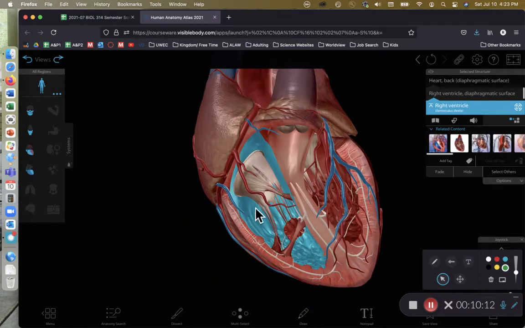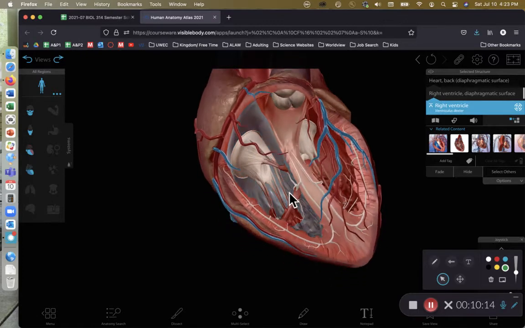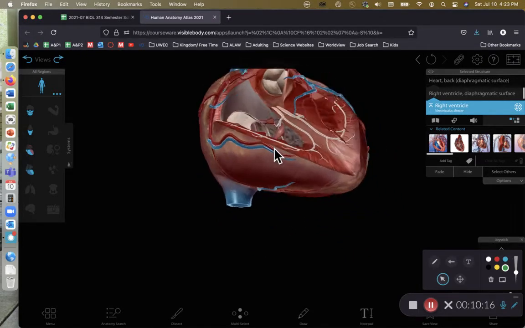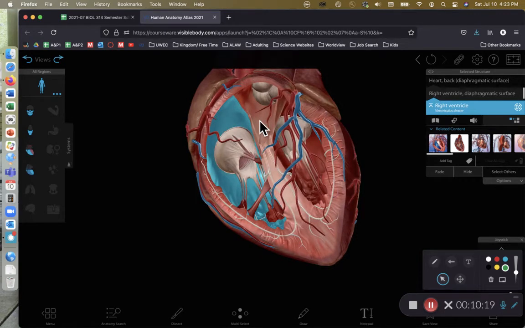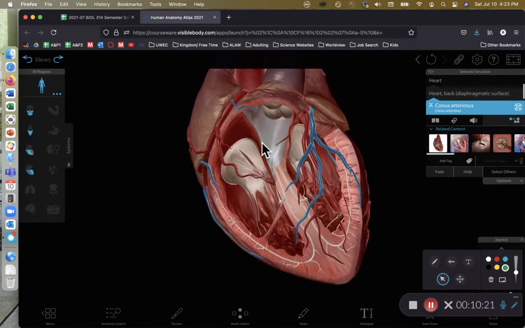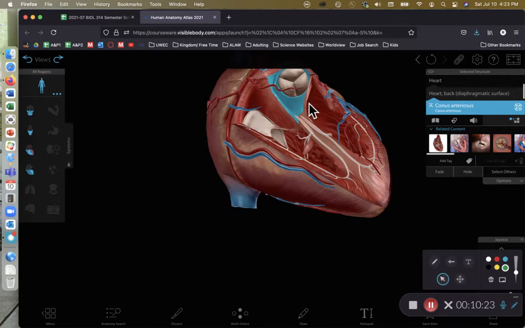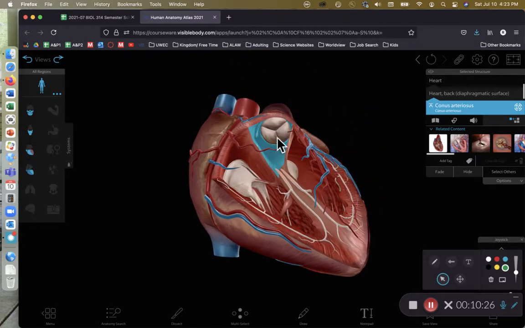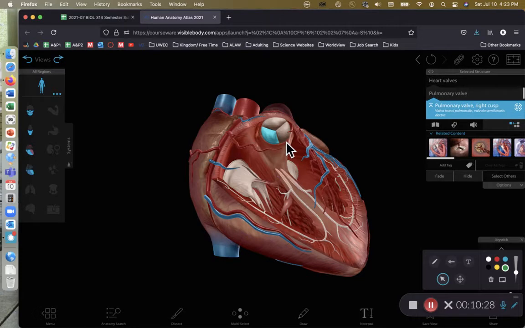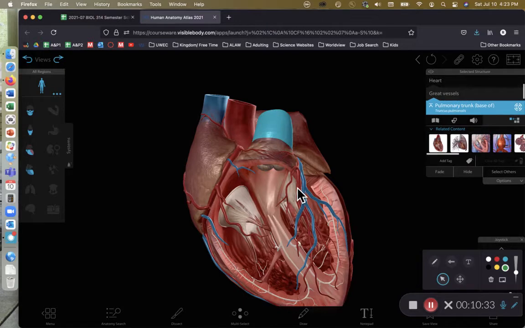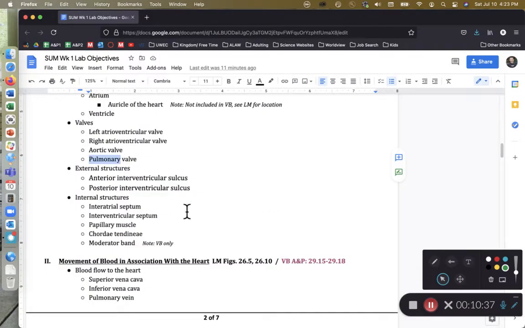Within the right ventricle, if I tilt back here, we can see connected to it these three cusps, and those form the pulmonary valve that leads to the pulmonary trunk that then goes to the pulmonary arteries, carrying blood away from the heart. So those are our valves of the heart. Up next we have some external structures.